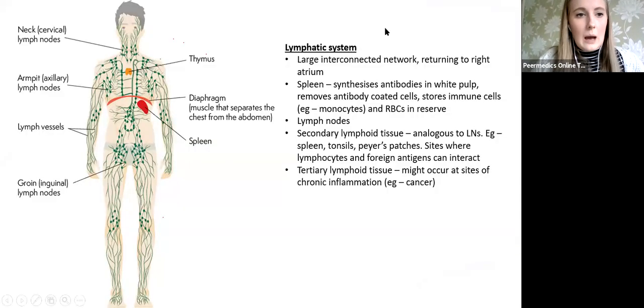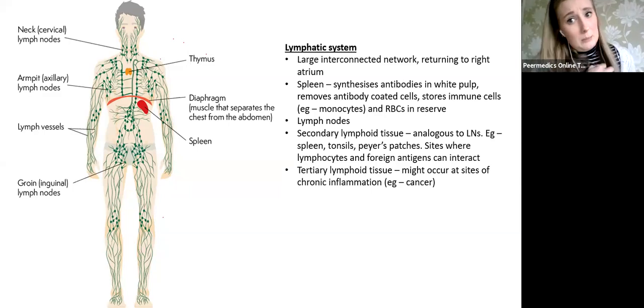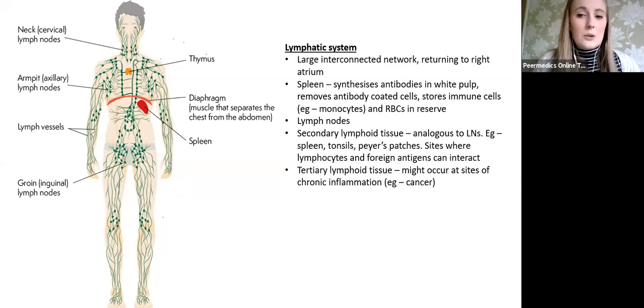And then a quick recap about the lymphatic system. It's a large interconnected open network that returns your lymphatic fluid, or your chyle, back to the heart. Main organs in this are the spleen, where you're synthesizing antibodies, and in your white pulp you're removing anything cellular that's been coated in antibodies, whether that's bacteria or your own cells, storing this immune reserve, which is mostly monocytes, and also red blood cells in the instance that we hemorrhage and need some reserve blood volume from somewhere.